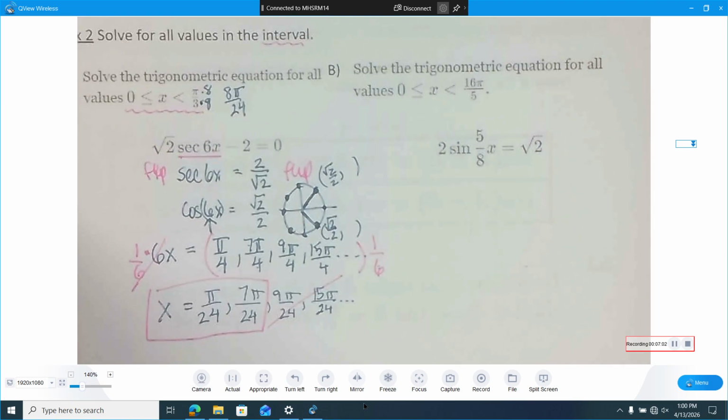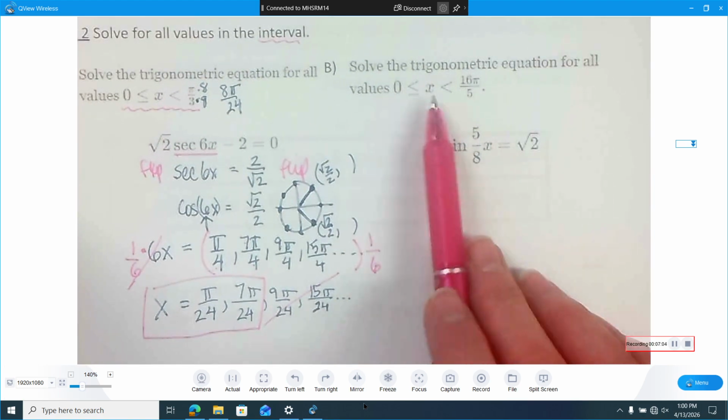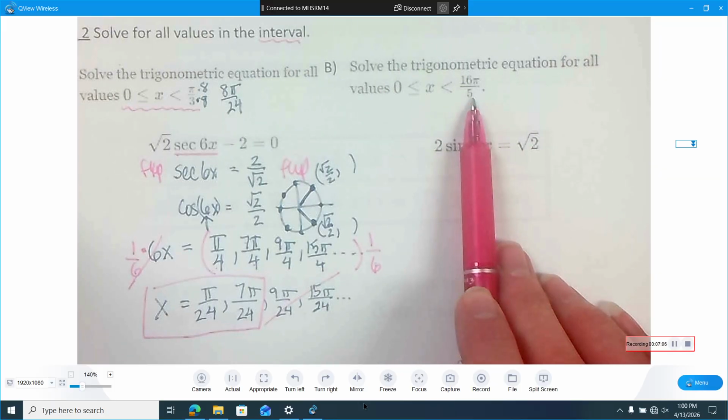Let's look at another. So again, solve the equation for x values between 0 and 16 pi over 5.